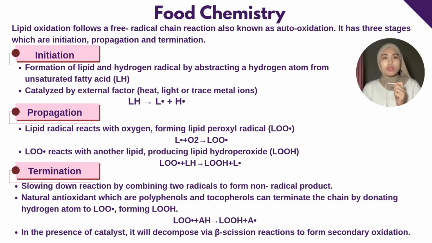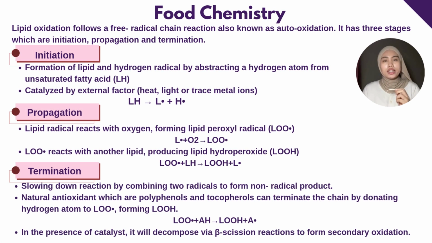Lipid oxidation follows a free radical chain reaction known as autooxidation. It has three stages known as initiation, propagation, and termination. The oxidation process begins with the formation of a lipid radical and hydrogen radical by extracting a hydrogen atom from unsaturated fatty acid. This step must be catalyzed by external factors which are heat, light, or trace metal ions such as iron or copper. In the next step, which is propagation, the lipid radical quickly reacts with the oxygen from the air to form a lipid peroxyl radical. Then, the reaction is sustained by reacting the lipid peroxyl radical with another lipid to produce lipid hydroperoxides.